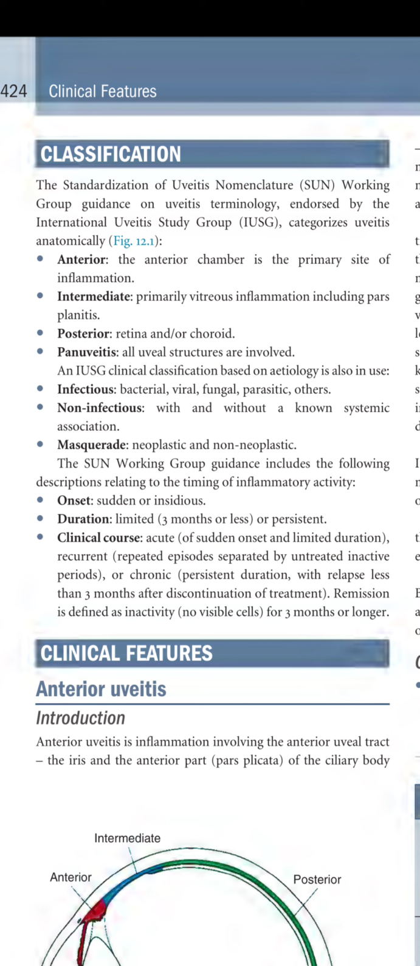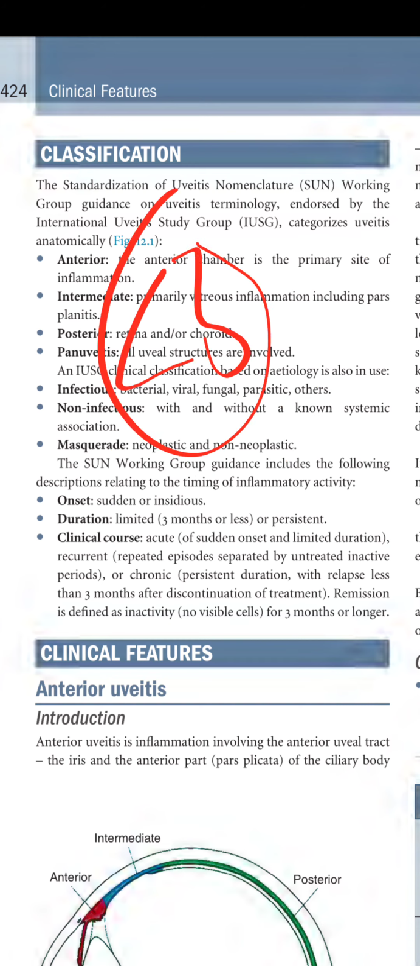Onset is sudden or insidious. So basically it can be sudden or it can be gradual. The duration is limited, 3 months or less, or persistent. So if the duration is less than 3 months it is limited, or it can be more than 3 months, in which case it is known as persistent. Clinical course: it can be acute, of sudden onset and limited duration.